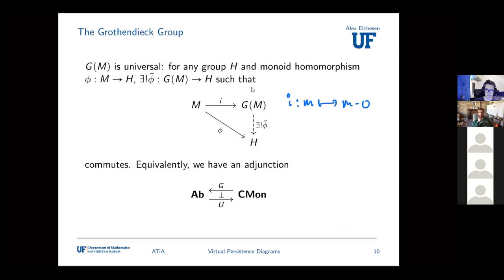And an equivalent way of saying this is we have an adjunction. So this map, which sends a monoid to its Grothendieck group, is actually functorial. And it's the left adjoint to the obvious forgetful functor from abelian groups to commutative monoids.